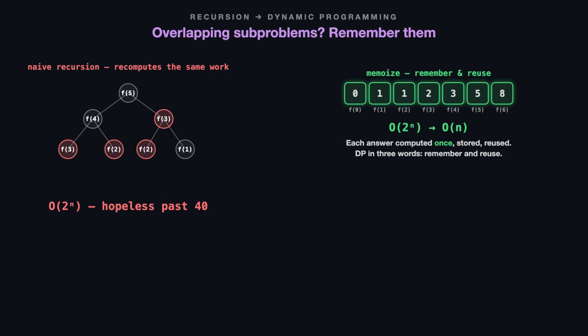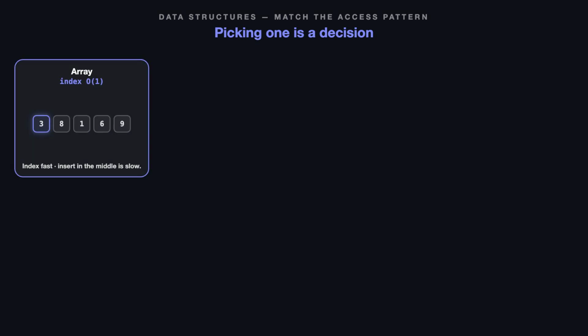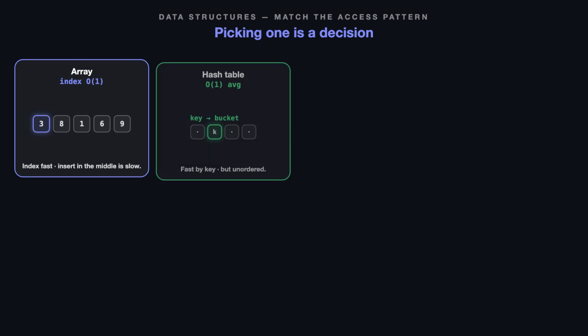That single change collapses O of 2 to the n down to O of n. Dynamic programming is that whole idea in 3 words, remember and reuse. Now the data structures themselves, and picking one is a decision about how you will touch the data.